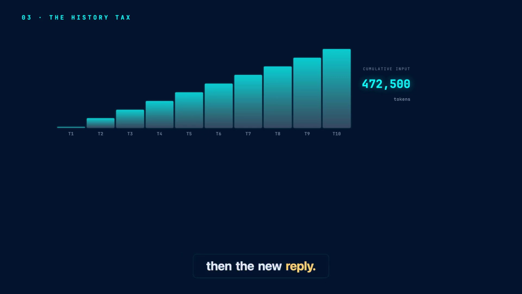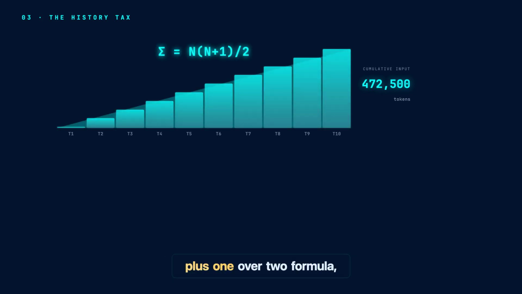Then the new reply. Turn 3 repeats all of that plus turn 2. Turn 4 repeats all of that plus turn 3. You are not paying for one call 10 times. You are paying for the sum 1 plus 2 plus 3 all the way to 10. That triangle is the n times n plus 1 over 2 formula. Quadratic growth. Let me put numbers on it.